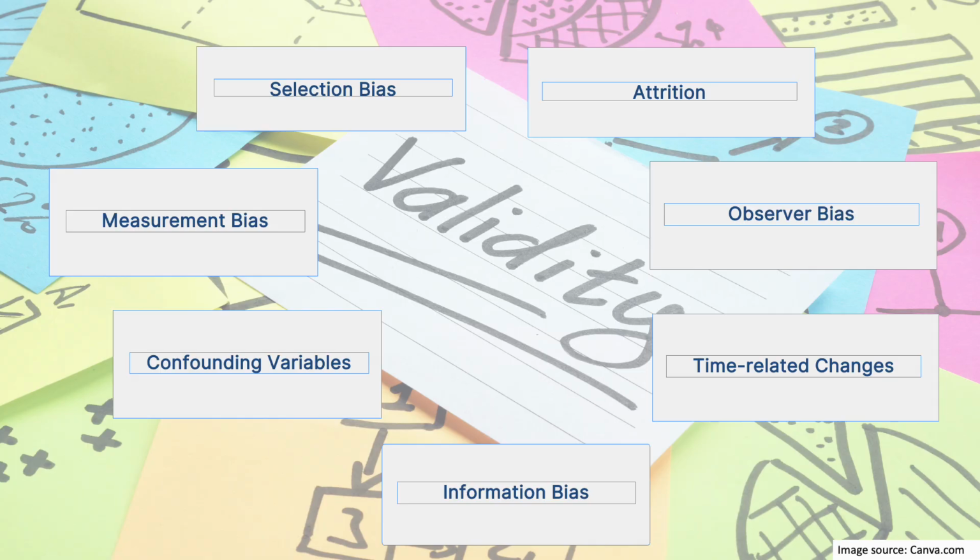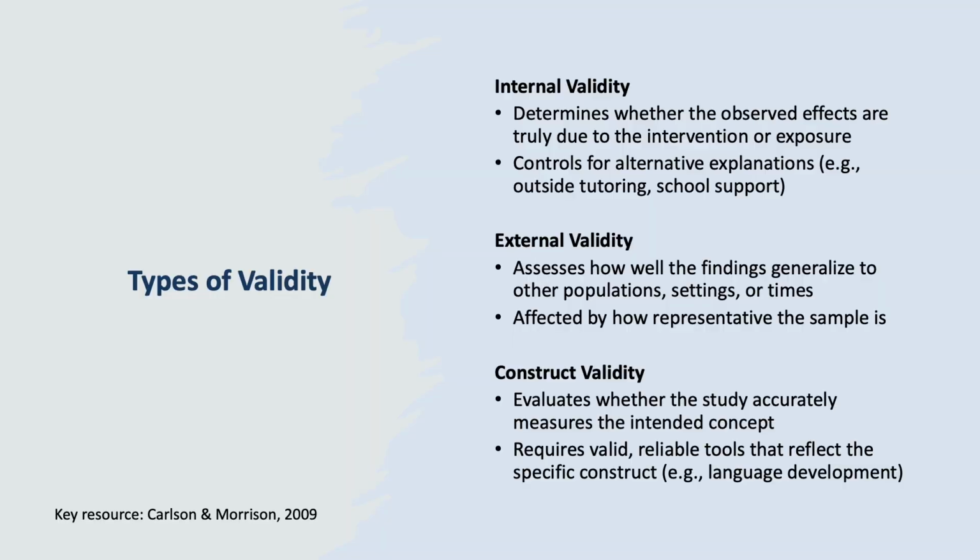Understanding these threats is essential not only to strengthen the study design, but also to critically interpret findings from other research. Let's take a moment to refresh ourselves about 3 specific types of validity in research: internal, external, and construct validity. First, internal validity is about how confident we can be that the changes we see in our outcomes are actually due to our intervention or exposure and not some other factor. For example, if children in our reading study improve their literacy skills, we need to rule out other explanations like extra tutoring at home or differences in school support. So high internal validity means we've controlled for these alternative explanations as much as possible.